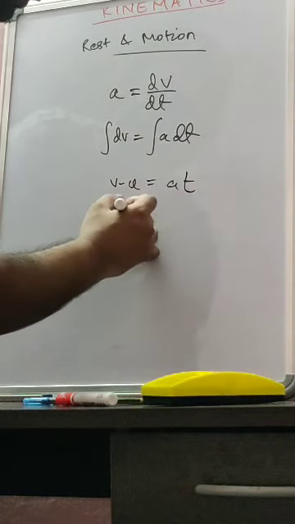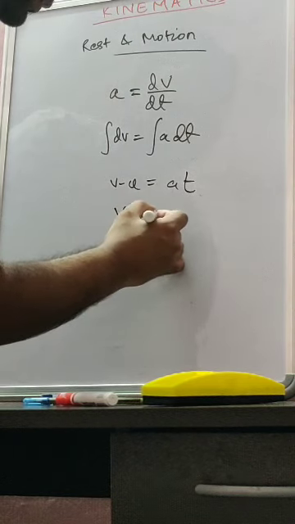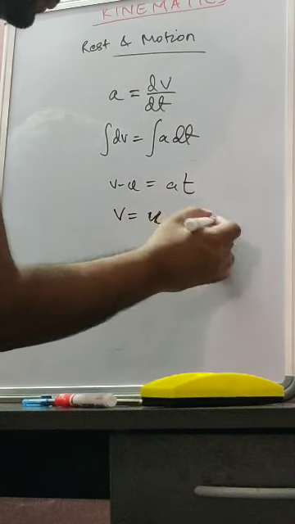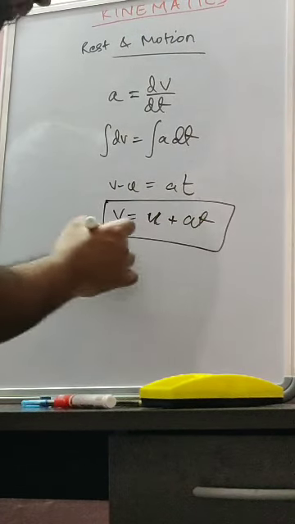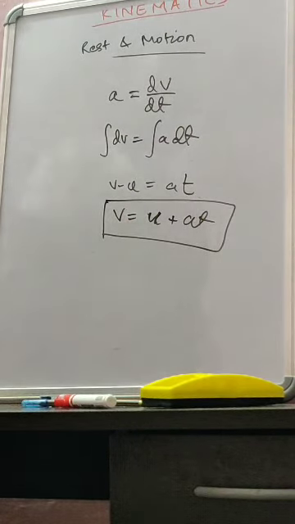This is one of the formulas: v is equal to u plus at. You can note this down. This is one of the important formulas in kinematics.